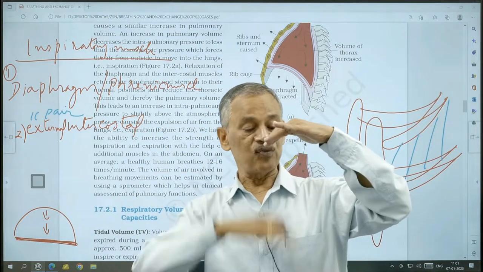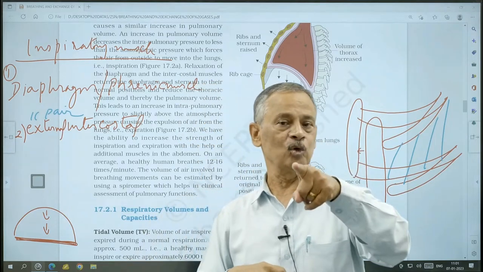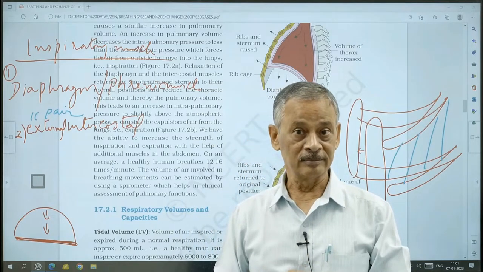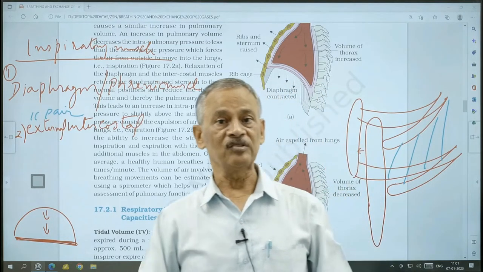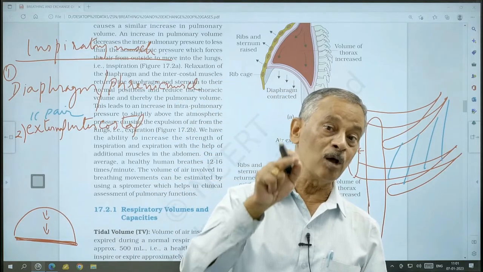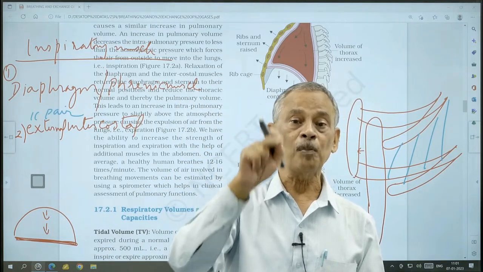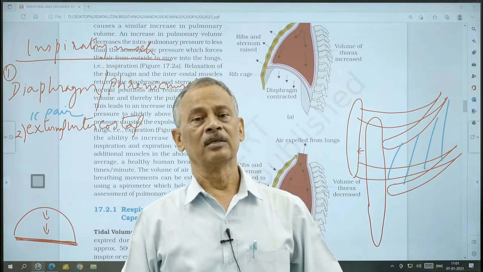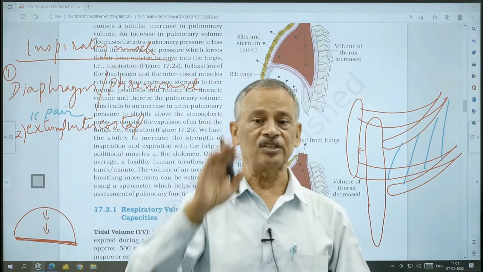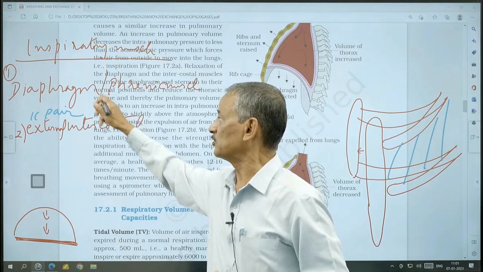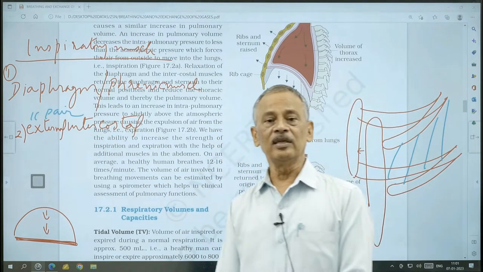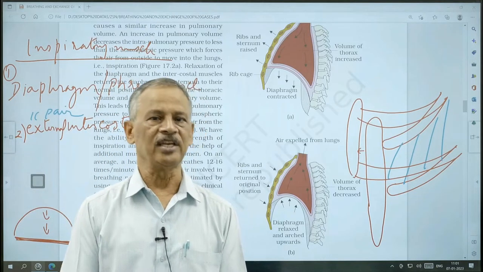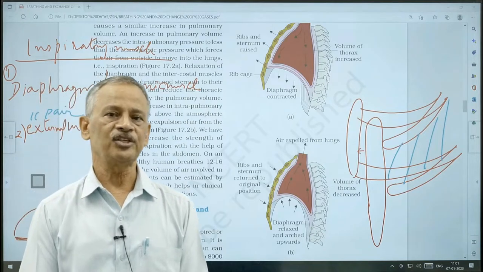So when there's a fall in pressure, that is called negative pressure, air from the atmosphere automatically enters in. Thus, inspiration takes place. So inspiration takes place because of a fall in intrapulmonary pressure, a decrease in the pulmonary pressure. A negative pressure was created with the help of these two sets of muscles. That is why we say that our inspiration is a negative ventilation. It is called negative ventilation.